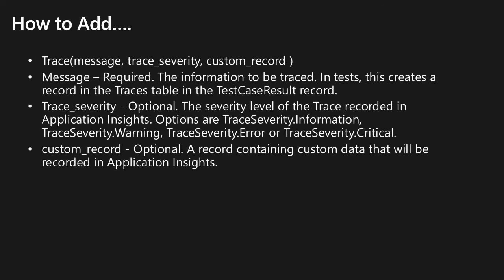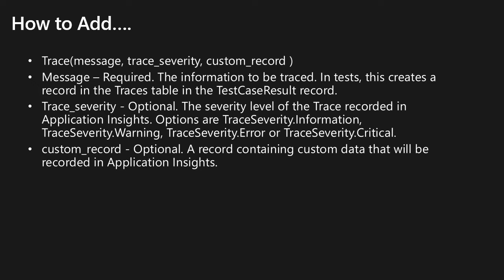All right, so say we want to add our own custom telemetry or instrumentation within our Canvas app. Well, the way we can do that is using the trace method. The trace method gives us 3 different parameters that we can leverage, one that's required, 2 that are optional. The required is a message that's going to go to the message column within traces. This can be a string, and for tests specifically, this will create a record in the traces table in the test case result record.